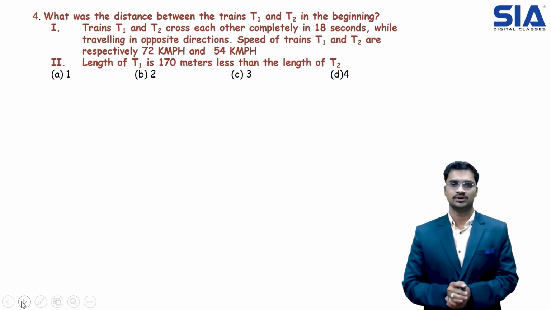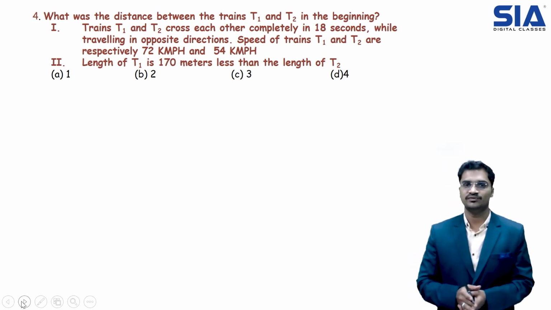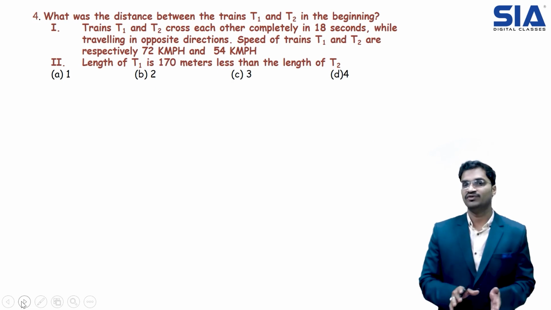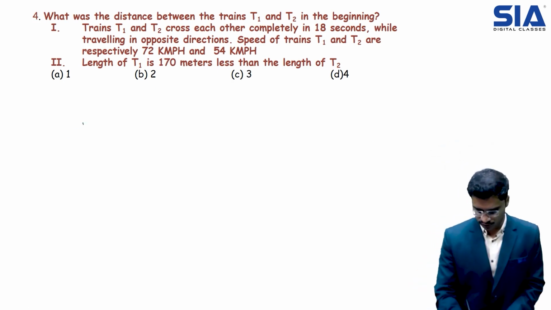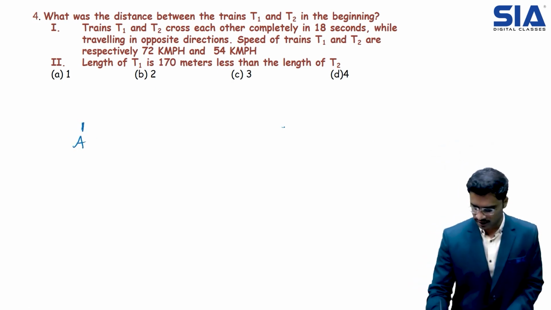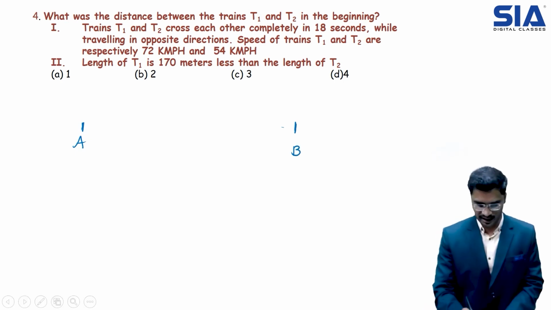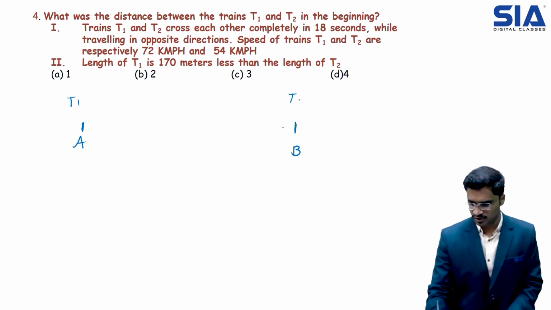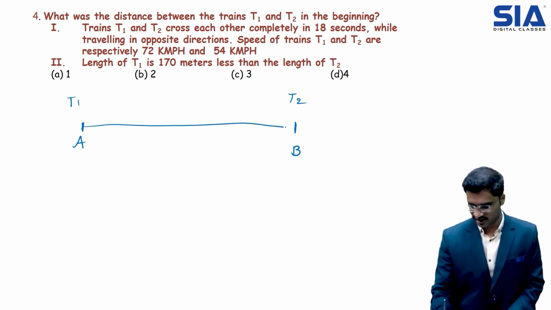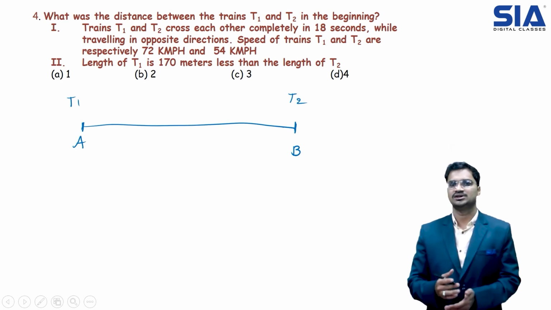Okay. Now coming to the next question, which is: what is the distance between the trains T1 and T2 in the beginning? He is asking for the distance between train 1 and train 2 when they started. Suppose train 1 and train 2 are somewhere here. Train 1 is starting from A and train 2 is starting from B.